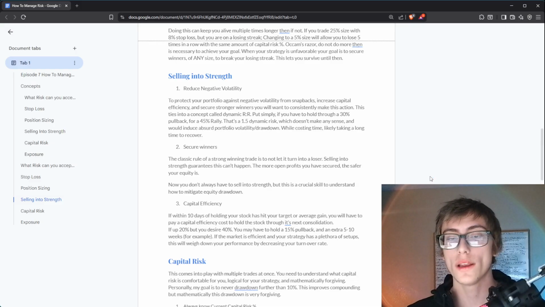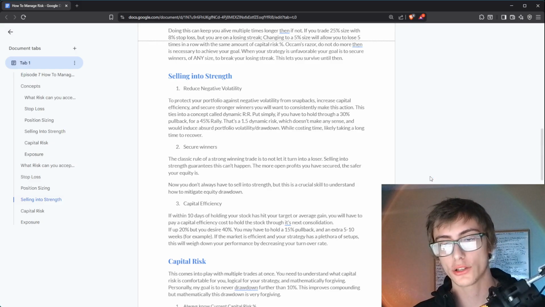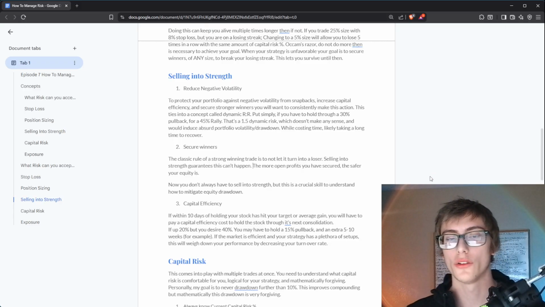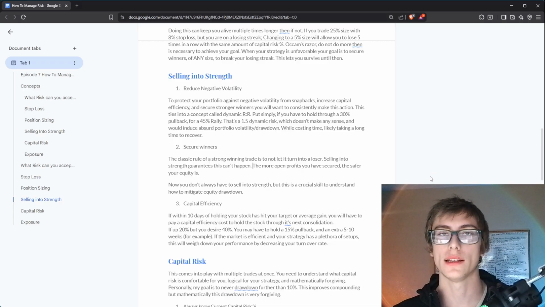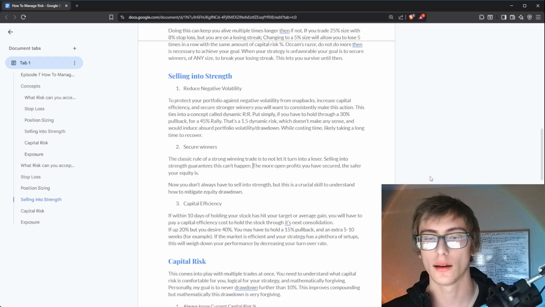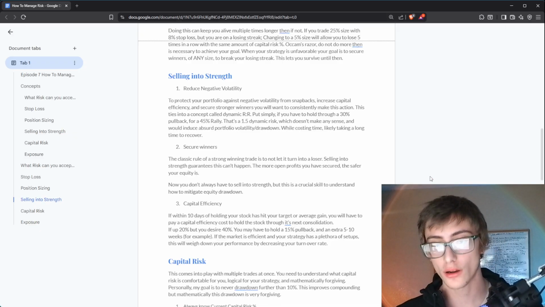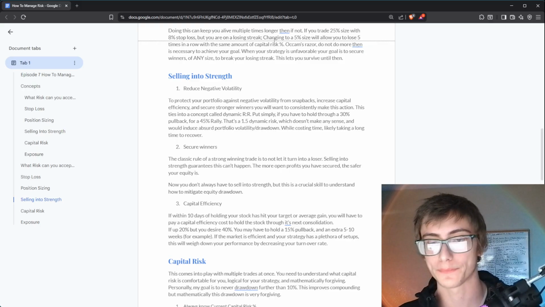The more of your equity you've secured. Now, you don't always have to sell into strength with every single action, but this is a crucial skill to understand how to mitigate equity drawdown, right? This skill or this action has its pros and cons, and its pros are for mitigating equity drawdown.